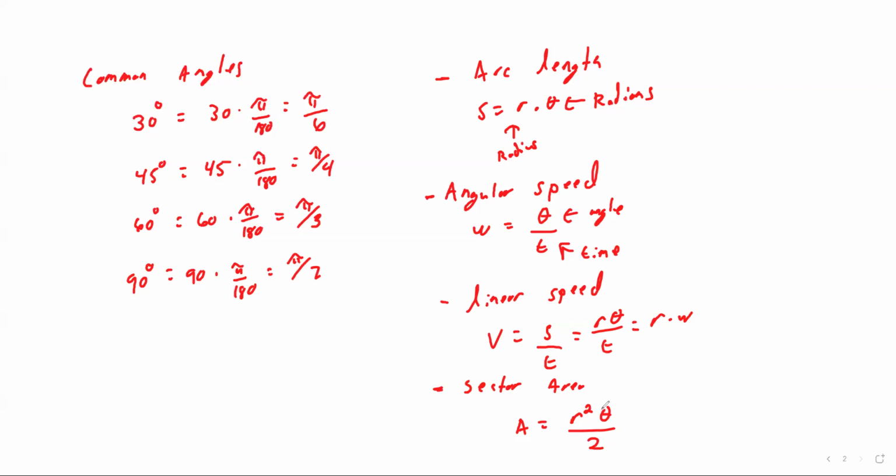And again, R is the radius and theta is the angle. All right, so that's pretty much everything you learn in 7.1. So as always, let's go over some of the problems. We'll start off with number 45.